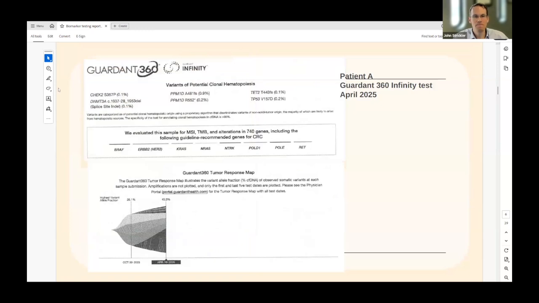This one, you will see sometimes variants of potential clonal hematopoiesis with all these different mutations here. What this is telling you is these mutations do not come from the tumor. They come from some other compartment of the body, typically the myeloid compartment, the bone marrow. So these are not actionable directly. In rare cases, these can become precursors for things like leukemia, but that is extremely unusual. But just know that they will sometimes call these out. It means they're not tumor derived.